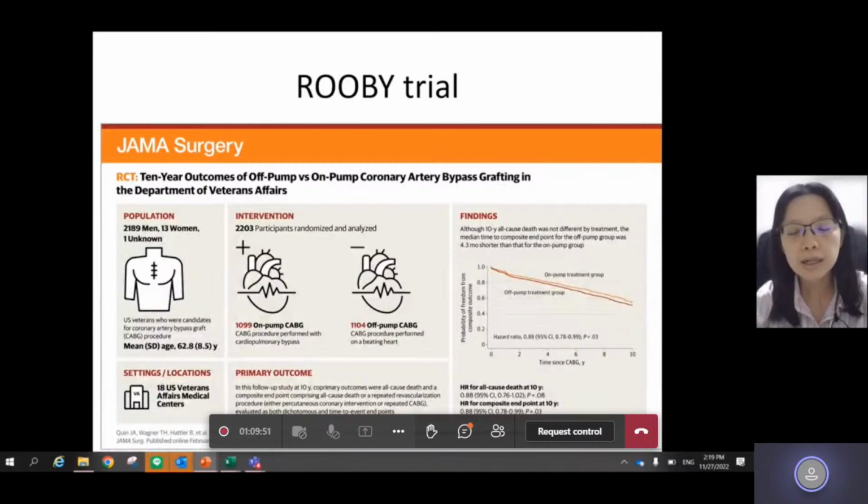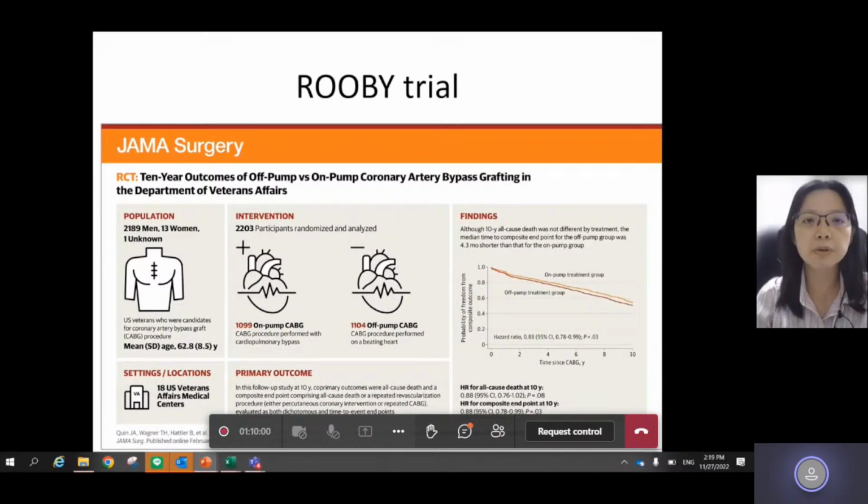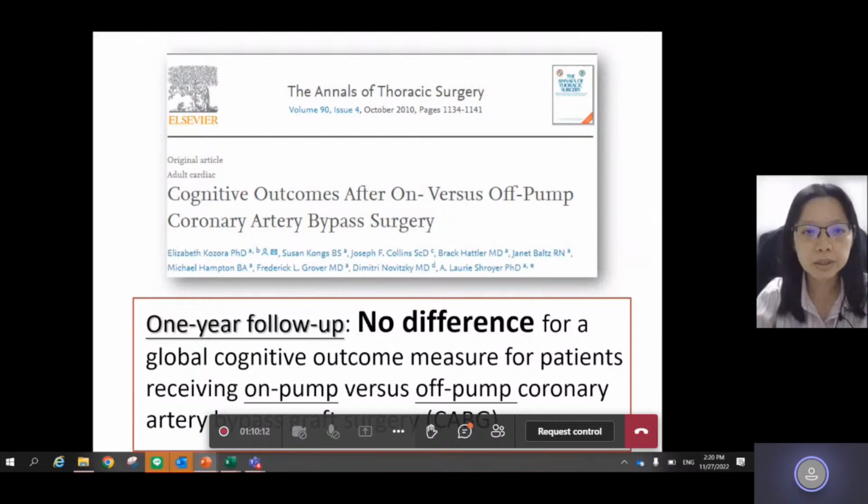What about the data in humans? Luckily, we have a large trial called the ROOBY trial. It's very famous. It compares the 10-year outcomes of off-pump and on-pump CABG in the Department of Veterans Affairs in the United States. And the study is published in JAMA Surgery. 1 year after the study started, they did a follow-up for neurocognitive dysfunctions, and they found there's no difference for global cognitive outcome measures for patients receiving on-pump versus off-pump CABG. Therefore, whether POCD is associated with cardiopulmonary bypass, there is not enough evidence to say yes.